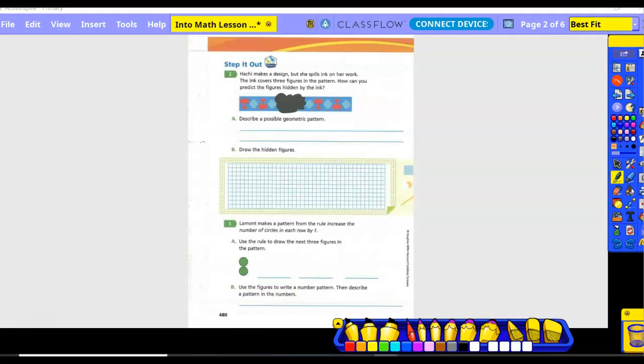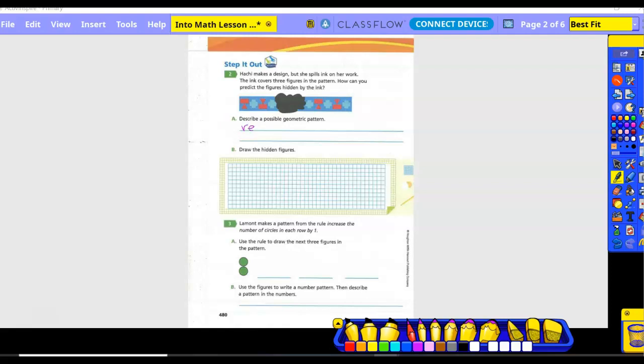Step it out, number 2. Hachi makes the design, but she spills ink on her work. The ink covers 3 figures in the pattern. How can you predict the figures hidden by the ink? Okay, so what are some of our geometric patterns that we see? What do you guys see?